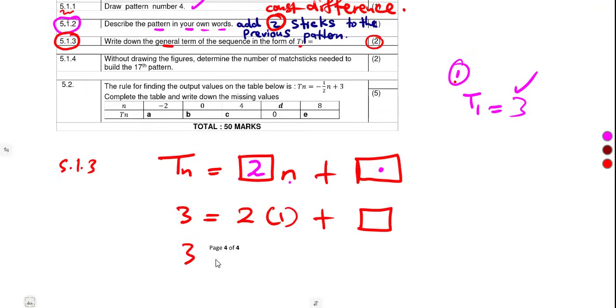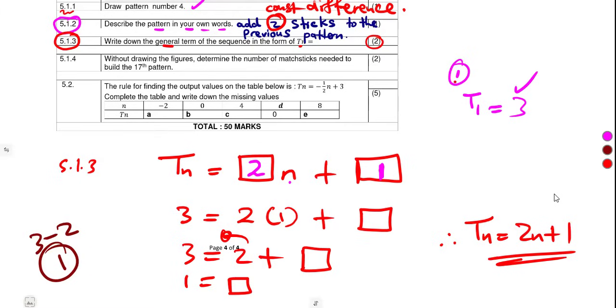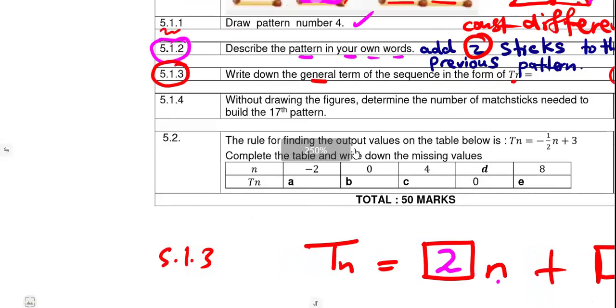2 times 1, that's 2. So that's 2 plus what must be added? Take this to the other side. That was going to be a minus there. 3 minus 2, which is what? 1. So what is supposed to be added is a 1. So therefore, our Tn is what? 2n plus 1. Just like that, okay? You're done. So this is the general term that you're going to use to find any part.